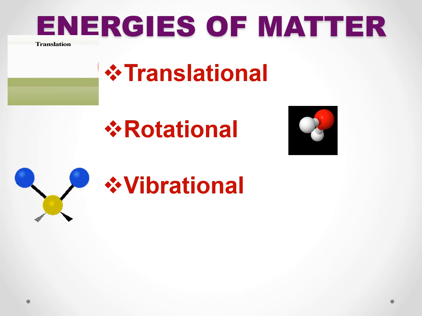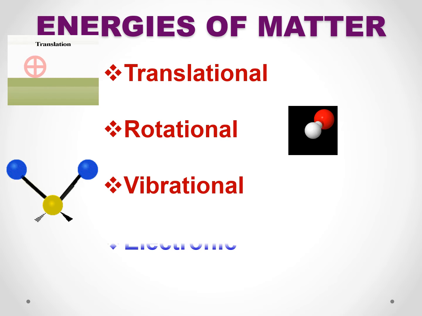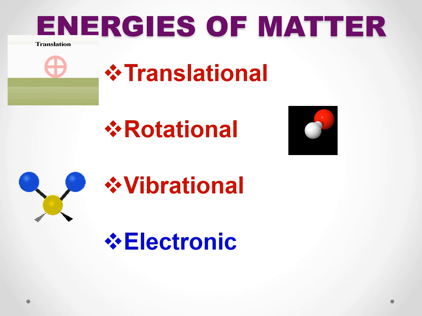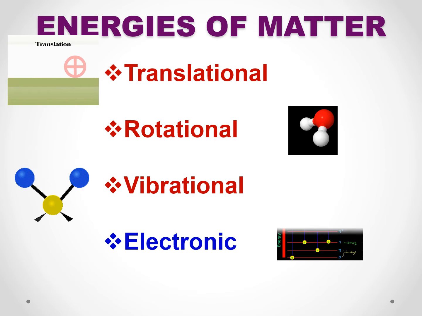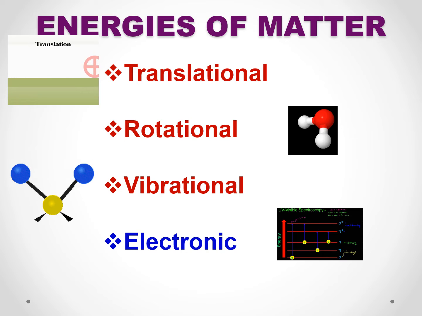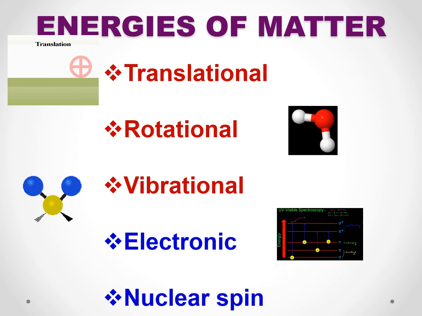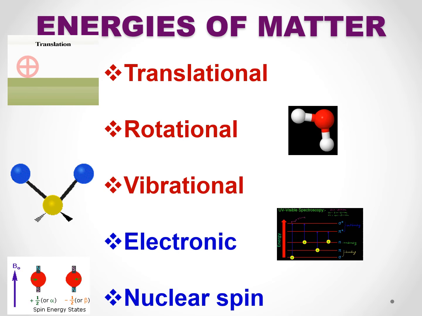Within the molecule, if you are looking, then it has electronic energy. The electrons, they can absorb energy and they can move from one point to another inside the molecule. And it also has nuclear spin energy. The nucleus can spin, so that also produces some energy. So these are the different types of energies present in matter.